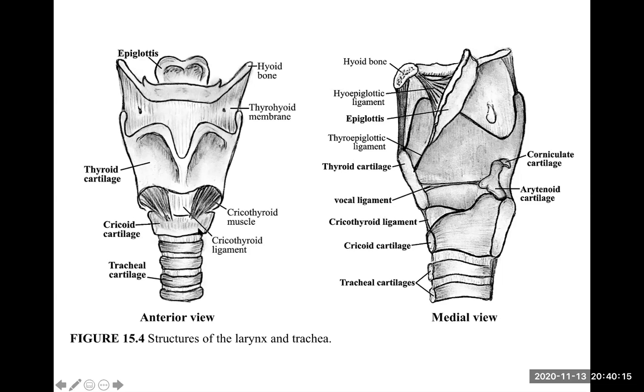The cricoid cartilage is right below your thyroid cartilage, and then you can see the other kind of cartilages listed as well. You can also see the tracheal cartilages, the rings that keep the trachea open at all times to keep the air from going down so it doesn't collapse on itself.